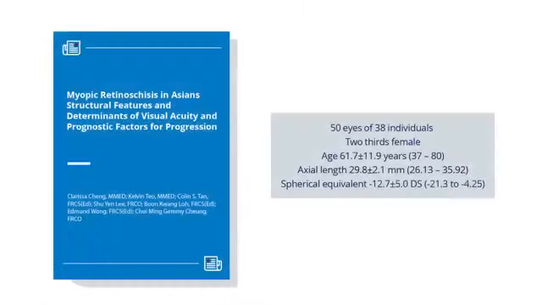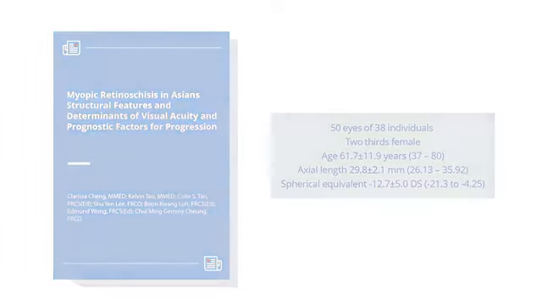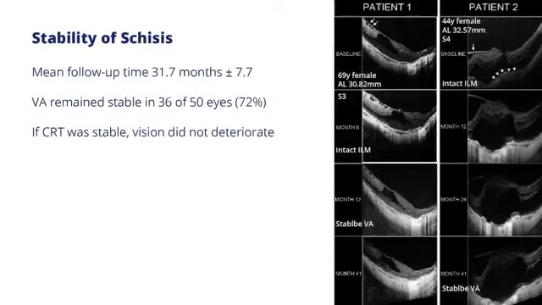In our own series of about 50 eyes of 38 individuals with an axial length mean of 29.8 millimeters, and spherical equivalence of -12.7 diopters, we found that over 1.5 years, 72% remained stable in terms of vision, and if the central retinal thickness did not change, vision remained the same, as you can see in these two examples.